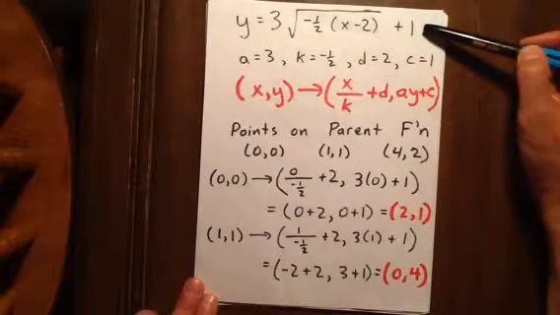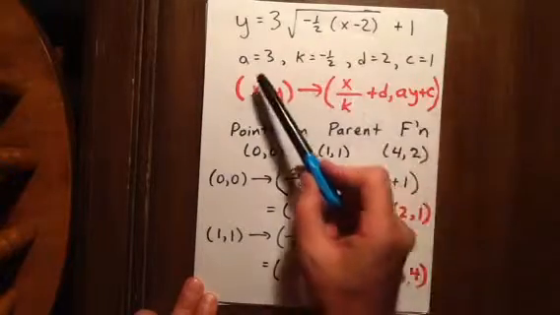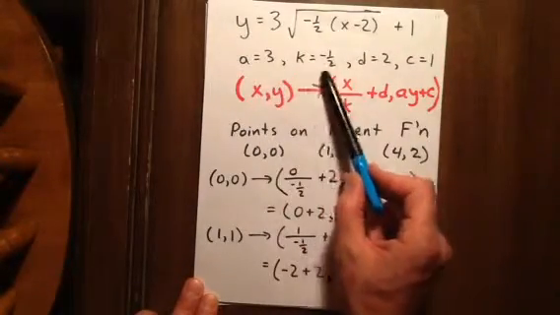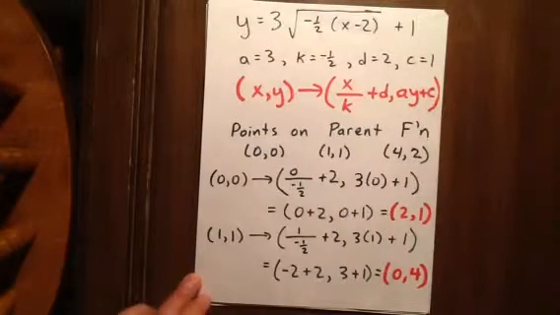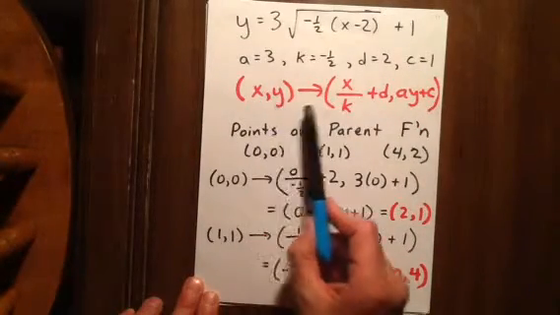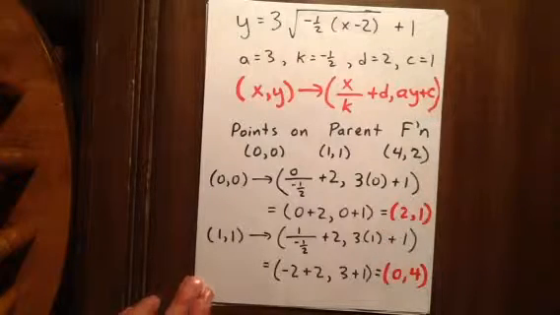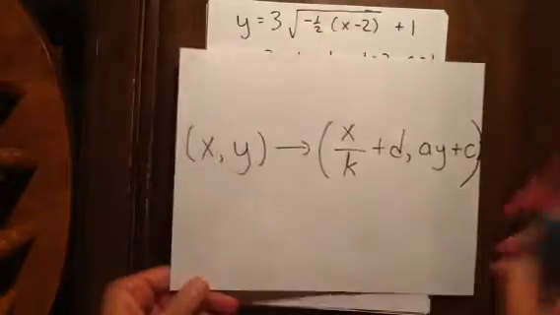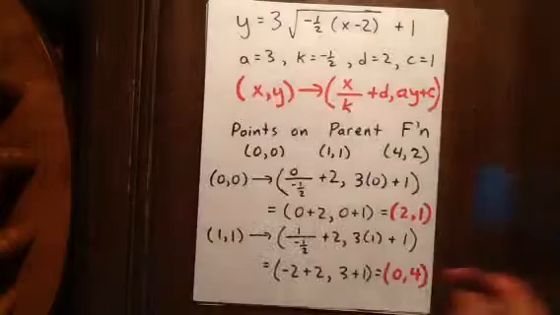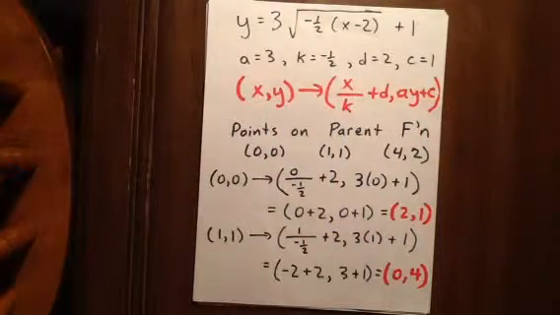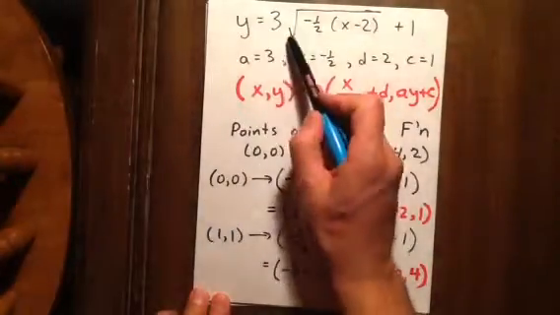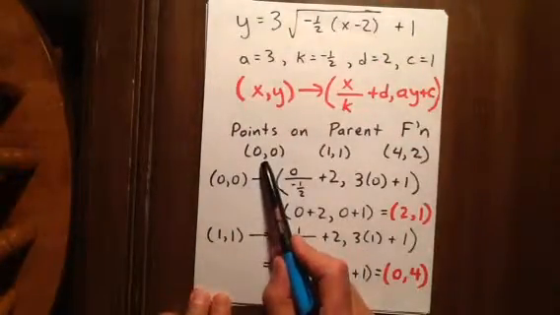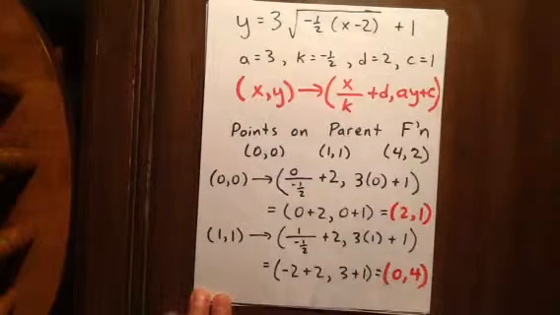Well, when we have this equation given to us, like we said on a previous page, a is 3, k is negative a half, d is 2, and c is 1. And we try to remember this mapping formula, and that was given to us earlier on one of our earlier pages. Okay, and it's really important that we remember that mapping formula. Okay, so I write it right here. And now we have to remember some of the points on our parent function. Well, our parent function is y equals square root of x, and that parent function contained the points (0, 0), (1, 1), and (4, 2).